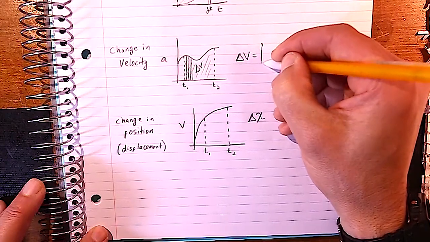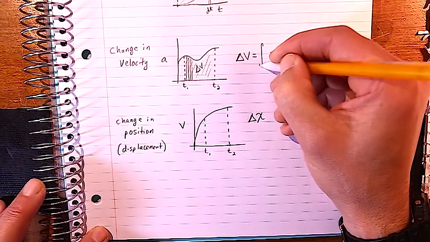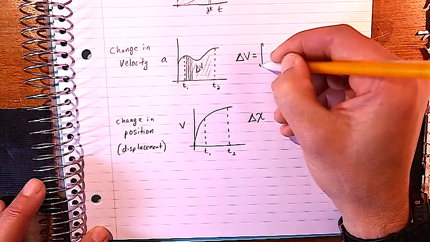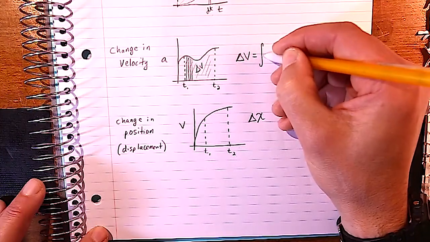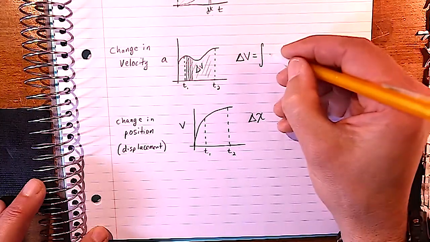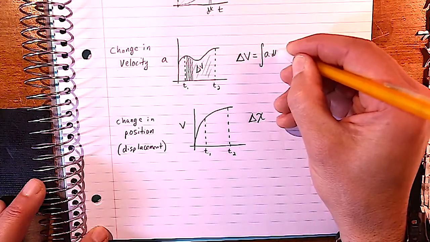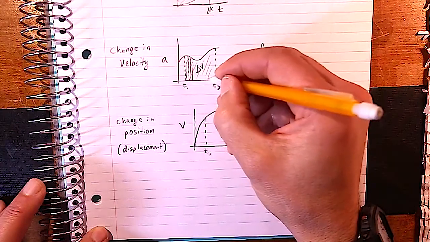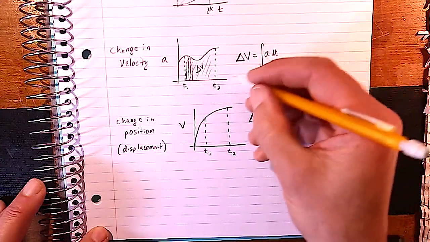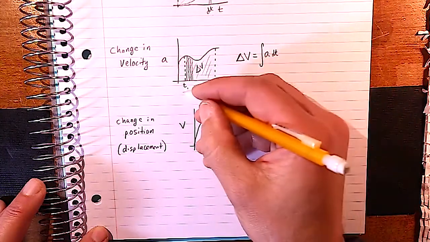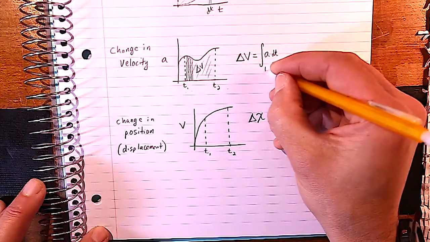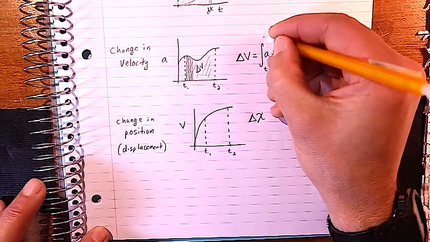When we say an integral, the symbol comes from basically the Roman s. This is the summation. What is it the summation of? Of the acceleration function for all of these little dt's. It's finding the area. And what are we doing that from? We have bounds. We're doing it from t1 to t2.